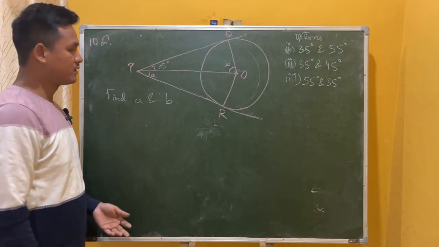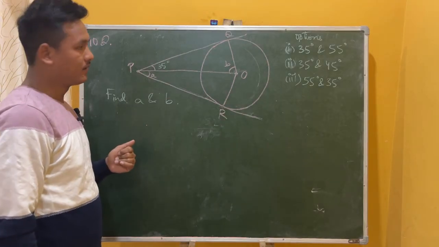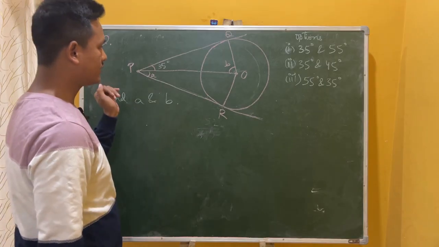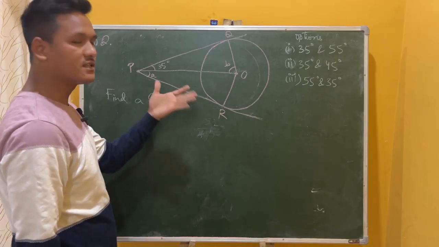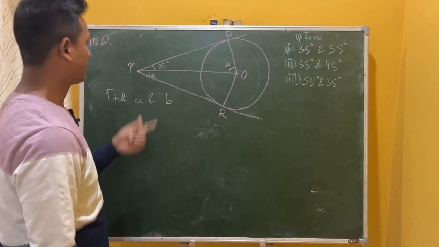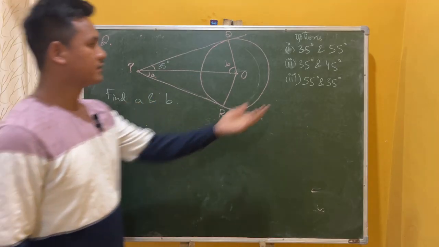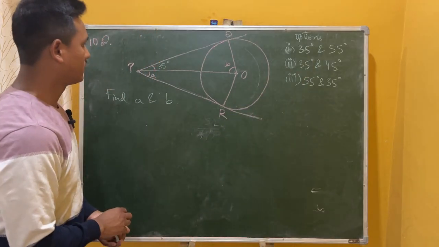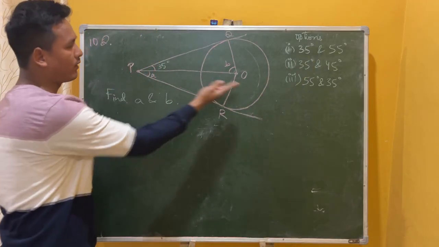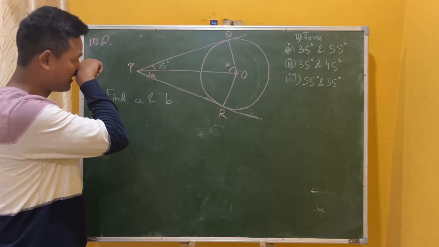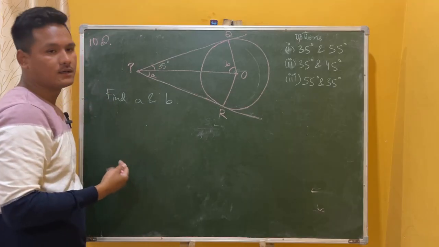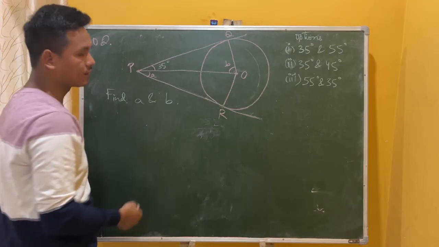Okay, in this question you just see a diagram, because I did not write the question since the diagram itself represents the question. Okay, so here you'll have to find A and B, and the options are given here. So P is a point away from the center, and PQ and PR are tangents to the circle.